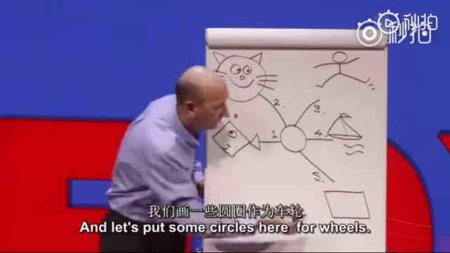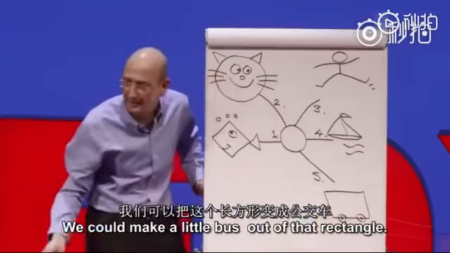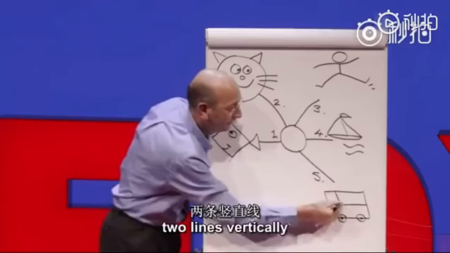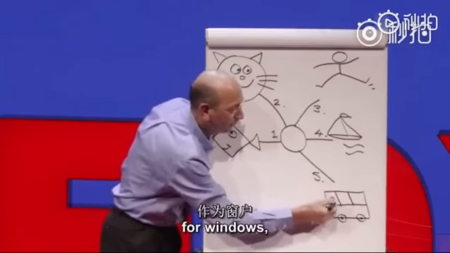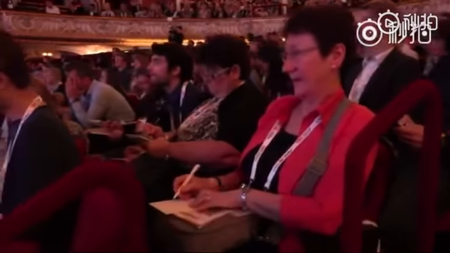And let's put some circles here for wheels. We could make a little bus out of that rectangle. A horizontal line, 2 lines vertically for windows, and some people who are inside the bus.